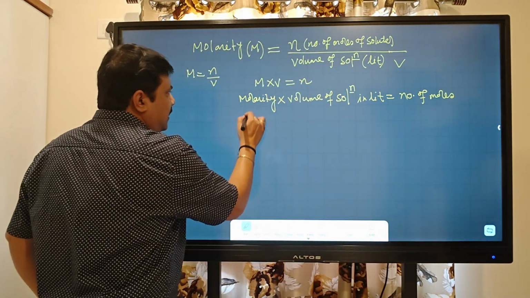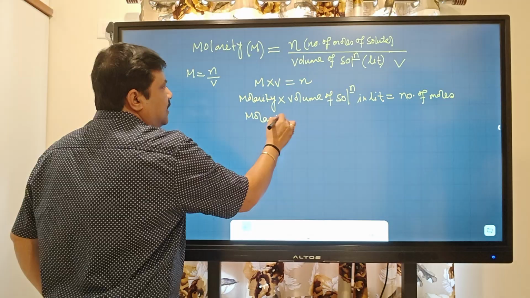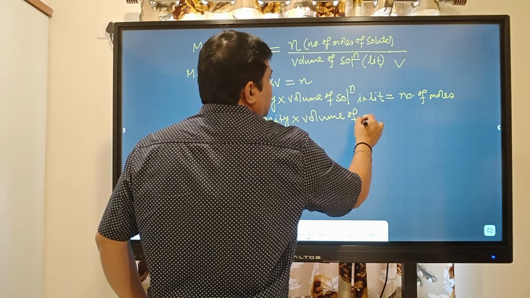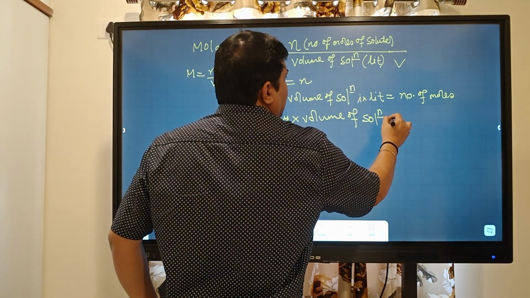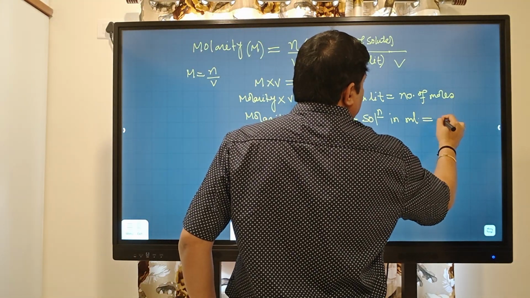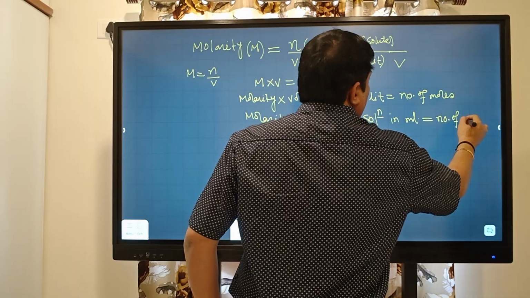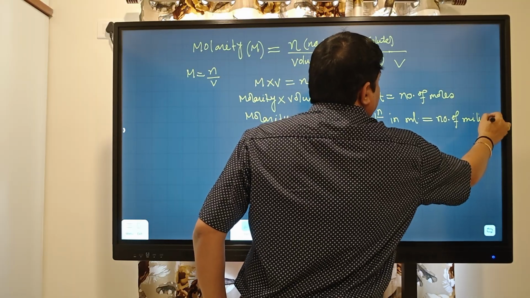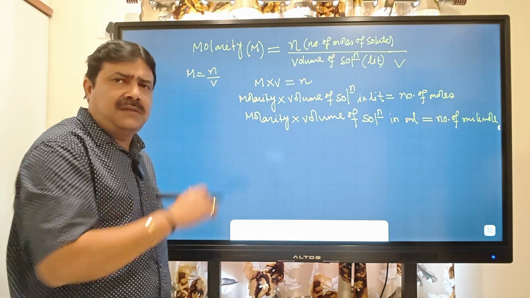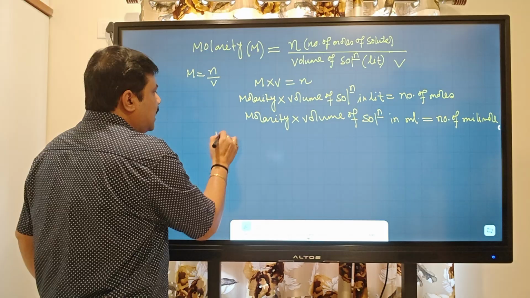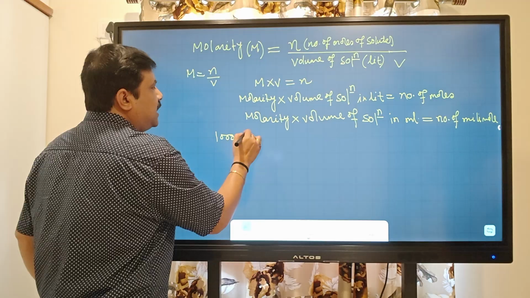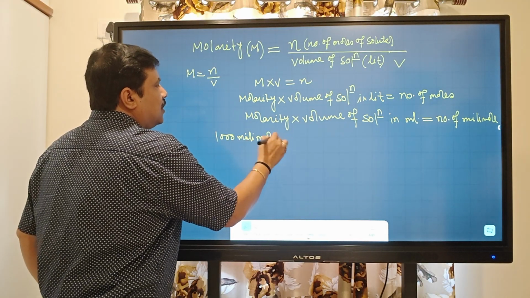Same way, molarity into volume of solution in mL, milliliter, will be equal to the number of millimoles. Then what is the relation between millimole and mole? You know very well the relation between meter and millimeter. Exactly the same. So immediately I can write 1000 millimole equals 1 mole.